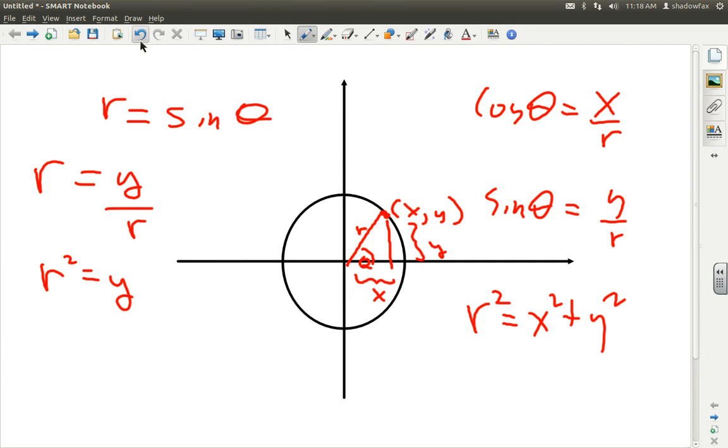Right? In other words, these are the conversion formulas. If I want to get x, I do r times cosine. Wasn't that what I was graphing for x? If I want to get y, I do r times sine. Wasn't that what I was graphing for y1 and x1, right? And r squared is x squared plus y squared. So, look.